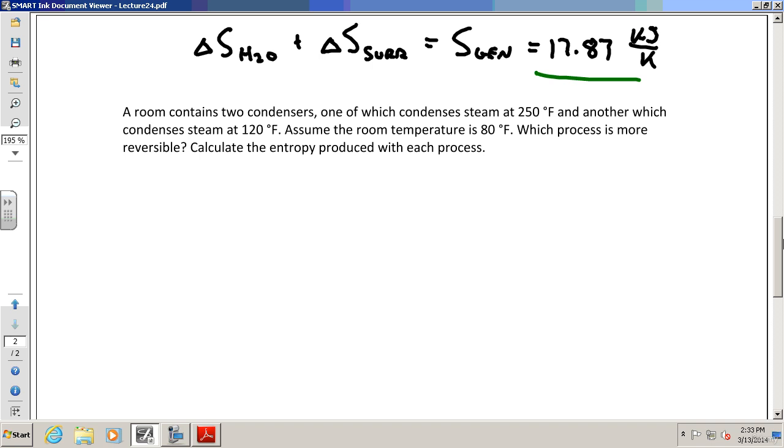So here's what we got. A room contains two condensers. One which condenses steam at 250 degrees Fahrenheit and another which condenses steam at 120 degrees Fahrenheit. Assume the room temperature is 80 degrees Fahrenheit. I wanted to do a problem with English units. Which process is more reversible? Calculate the entropy produced with each process.